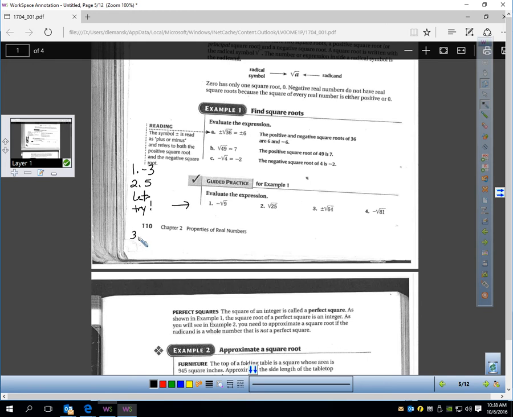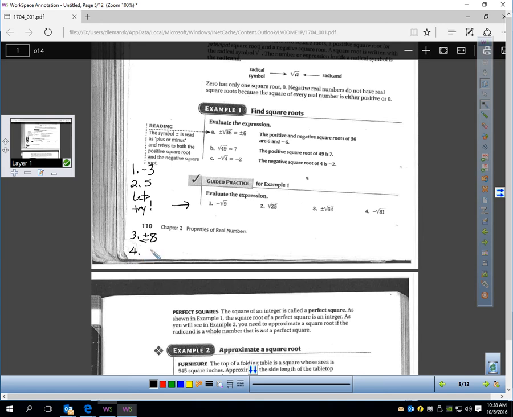Number 3, when they put plus or minus in front, that means they want both square roots. They want the principal and the secondary. So the square root of 64 is 8 or negative 8. So when I put an 8 here, plus or minus 8 means I've covered both. I have the positive 8 and negative 8. I have both square roots.